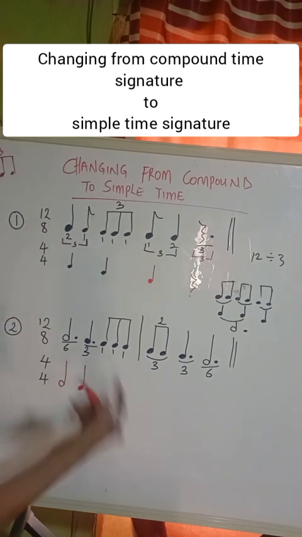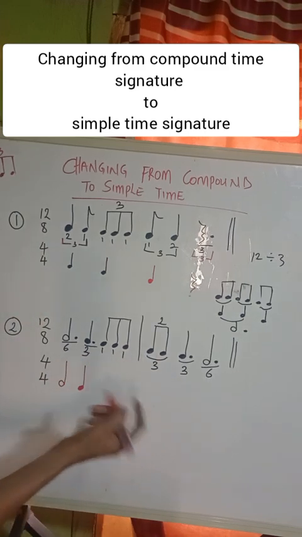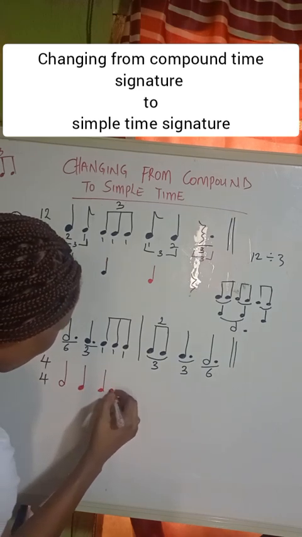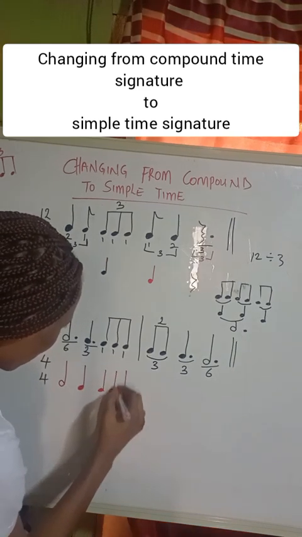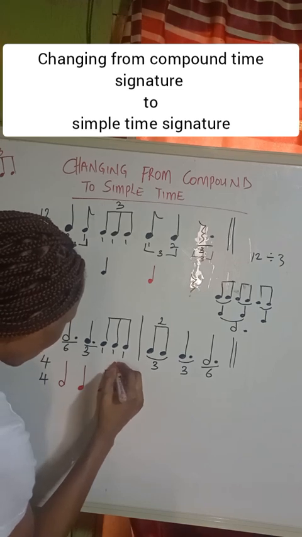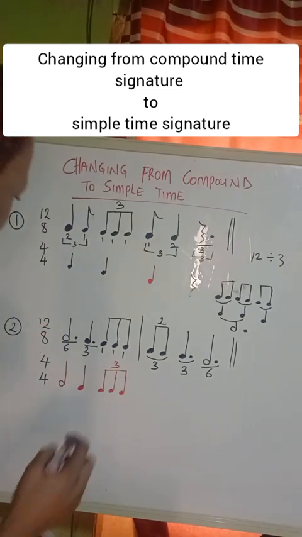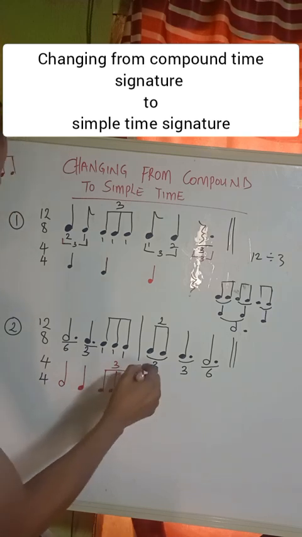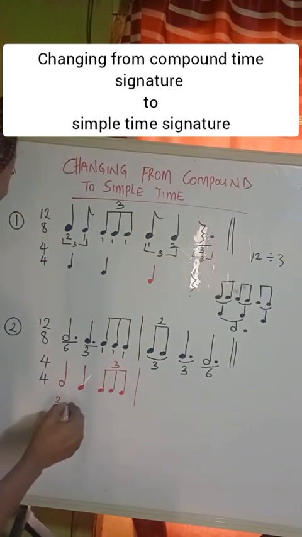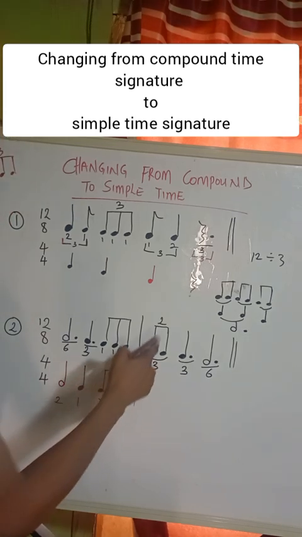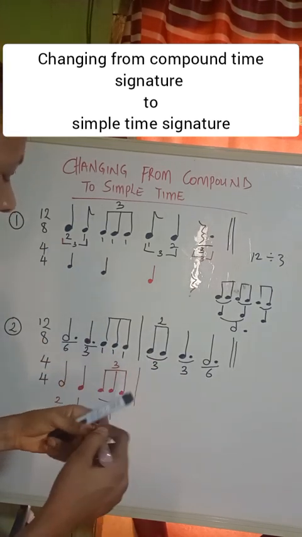And what do you do here? Since it's already grouped in 3, you just write it down. Instead of 3 quavers, you triplet it, and it's still equivalent to 1 crochet. So we now have 4 crochets in this bar. We have here 2, 1, and 1. So this one is duplet notes.